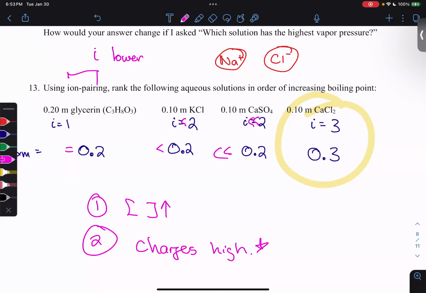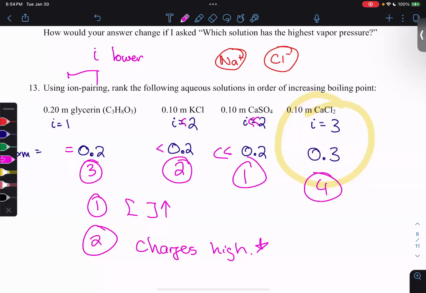And now we're able to rank these based upon boiling point temperature. The solution with the least amount of particles in solution, therefore the lowest boiling point temperature, is calcium sulfate, because that one ion pairs the most. Its Van't Hoff factor isn't very close to 2. Then it's going to be KCl, then glycerin, and the highest is going to be calcium chloride. All right, so that's ion pairing.